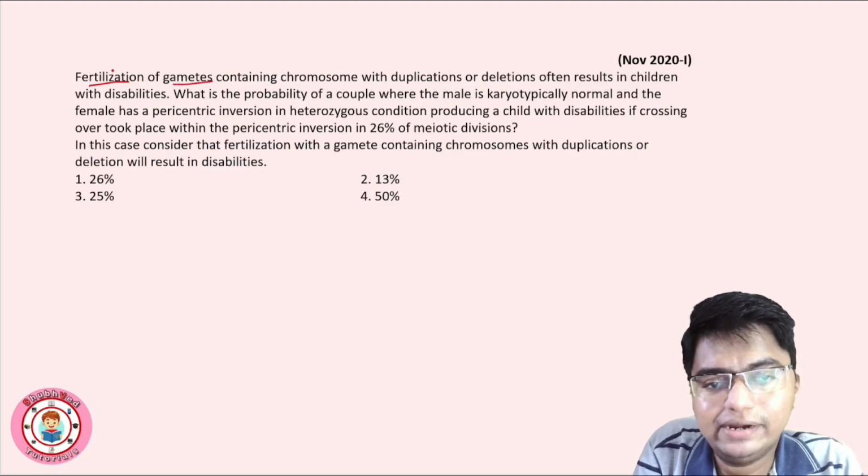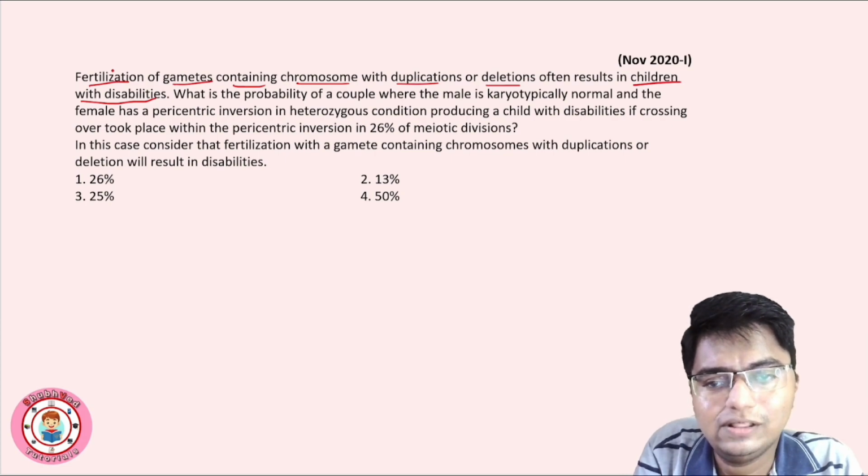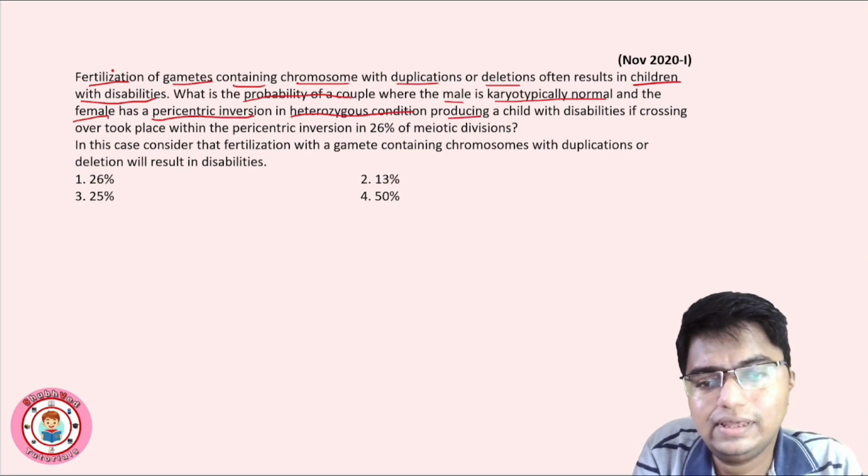Fertilization of gametes containing chromosome with duplication or deletion often results in children with disabilities. मतलब डिलीशन एंड डुप्लीकेशन अगर है तो उससे डिसेबिलिटीज आती है in the children. So what is the probability of a couple where male is karyotypically normal and the female has pericentric inversion in heterozygous condition, producing a child with disabilities if crossing over took place within the pericentric inversion in 26% of the meiotic division.